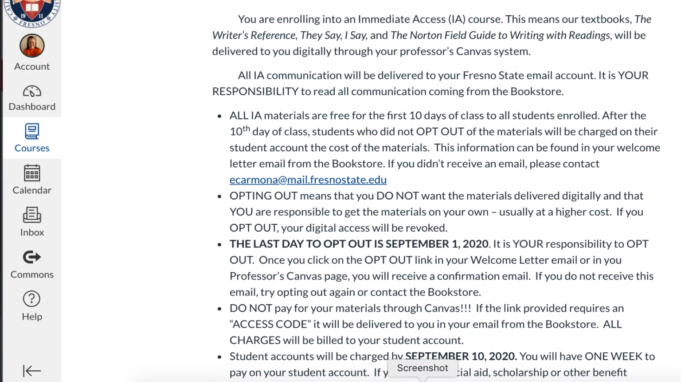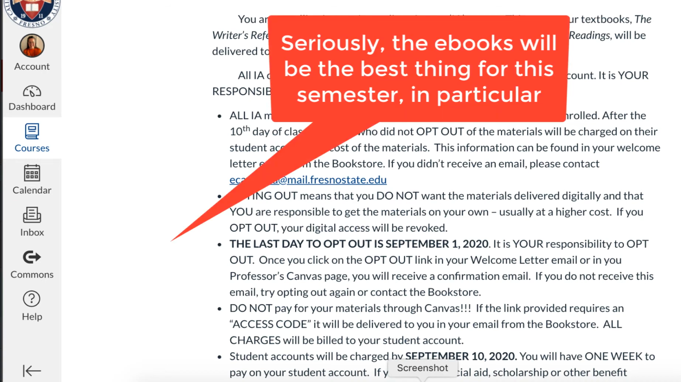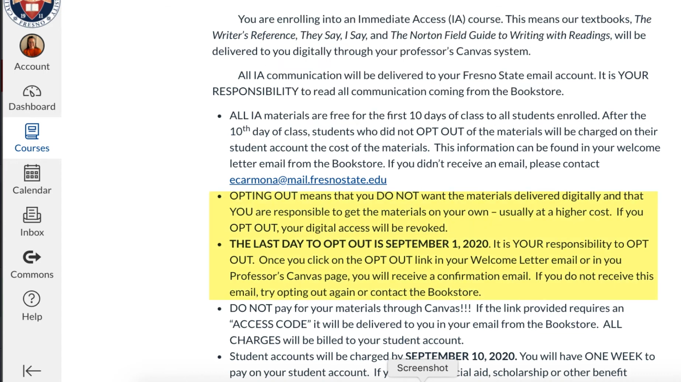For this semester, I really recommend you stick with the IA bookshelf, because then we all have immediate access to everything, and my assignments will be geared to those digital versions. If, however, you decide you want to opt out, you have to do it by September 1st. That is the last day. Your accounts will be charged on September 10th, and then you have a week to make that payment. You need to be aware of this, so if you need to put money aside, you can get that done.